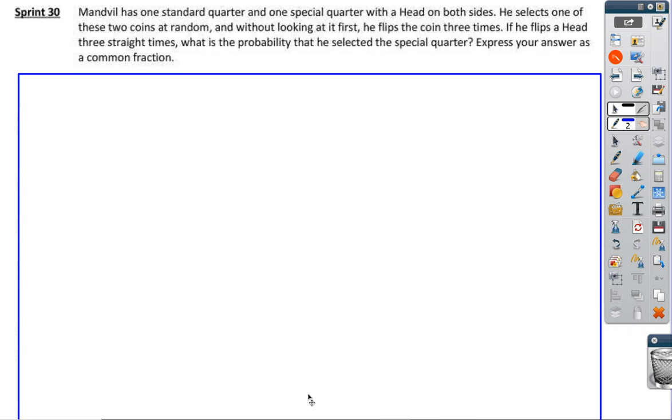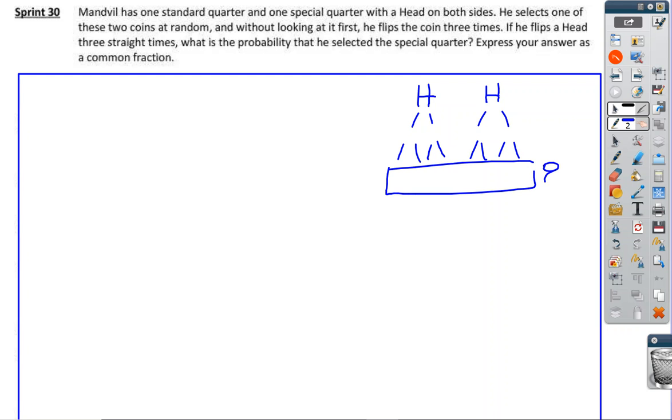Well, here's the thing. If I get the special quarter with a head and a head, and I don't have to write the heads every time, we're going to end up with 8 total heads. Okay, well, what happens if I have a tail and a head, the standard quarter? We will again have a total of 8 different options.